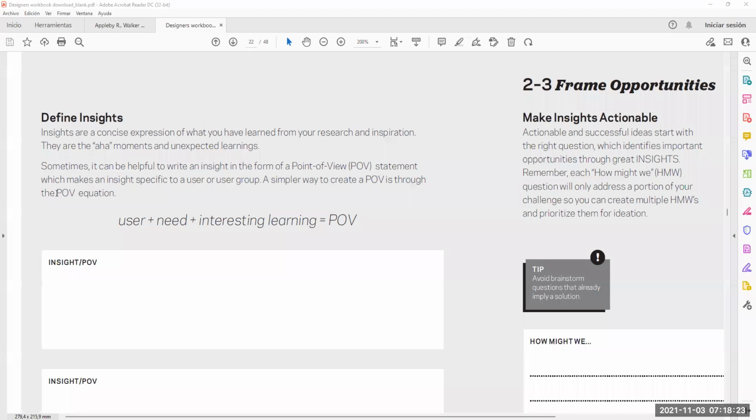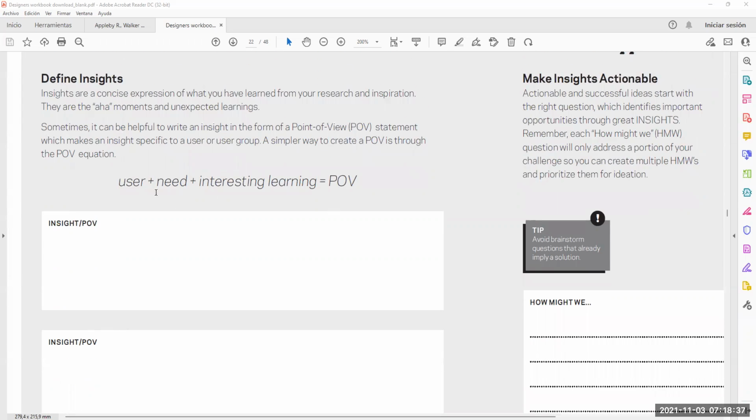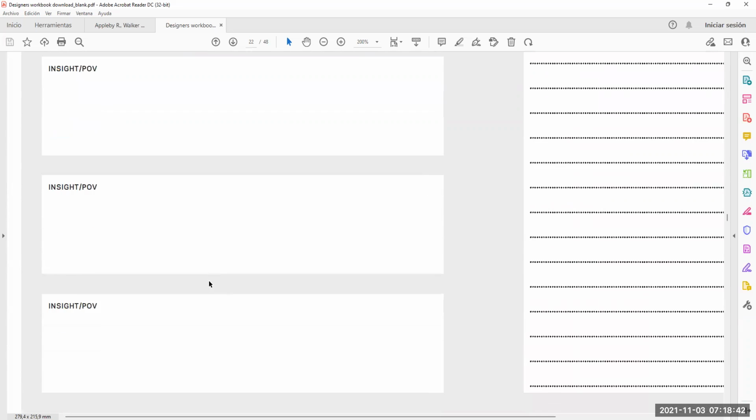It says, sometimes it can be helpful to write an insight in the form of a point of view, a statement, which makes an insight specific to a user or user group. A simpler way to create a POV is through the POV equation. So basically, this is the structure that these sentences would have here, okay?